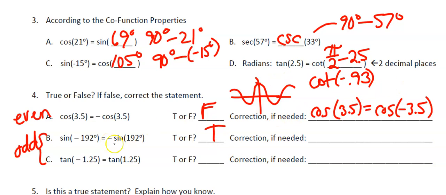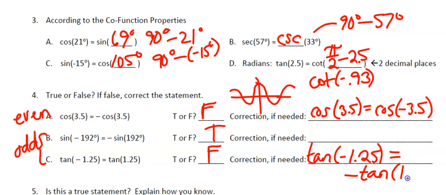When we go to C, we see opposite inputs, but we see that the outputs are the same instead of opposites of each other. This would say that tangent is an even function, but we know it's an odd function, so this is a false statement. What it should really say is tangent of negative 1.25 is equal to negative tangent of positive 1.25. That would be the true statement.